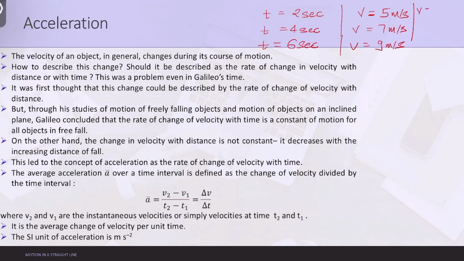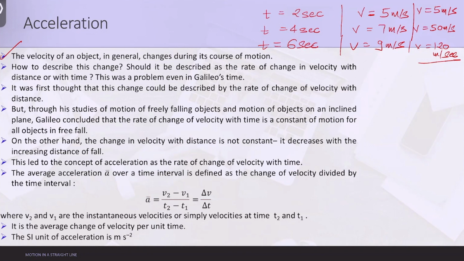Or in some other case, the velocity is 5 meter per second here, 50 meter per second here, and let's say 120 meter per second here. So it can vary in very different scenarios depending upon the object. The velocity of an object in general changes during its course of motion. How to describe this change? Should it be described as the rate of change of velocity with distance or with time?